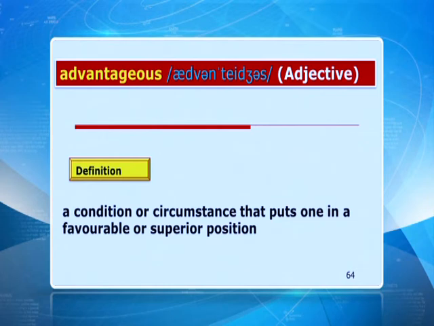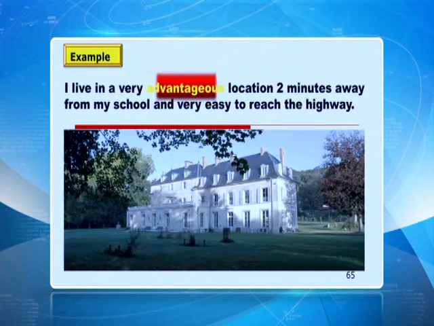Then we have the word advantageous. Advantageous, it's an adjective, which means a condition or circumstance that puts one in a favorable or superior position. For example, I live in a very advantageous location, 2 minutes away from my school and very easy to reach the highway. Okay? Now, which means that it has a strategic position.